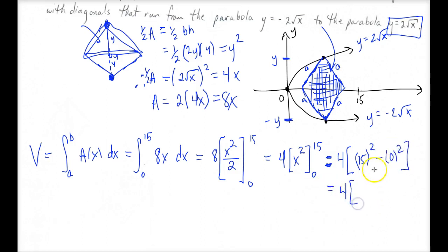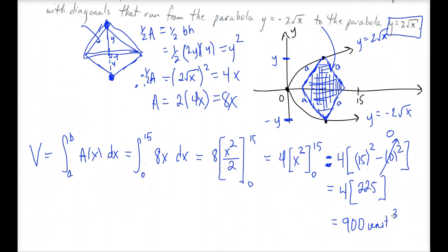Of course, that would be 0. 15 squared is 225. And we end up with 900. And that will be 900 cubic units since we're talking about volume. So this is how we do this particular example here.